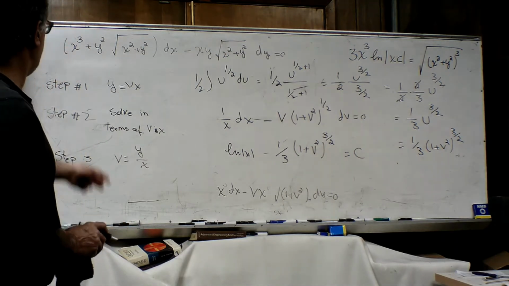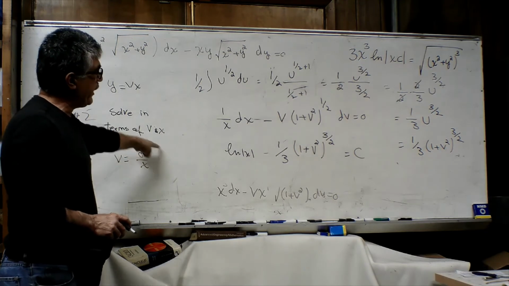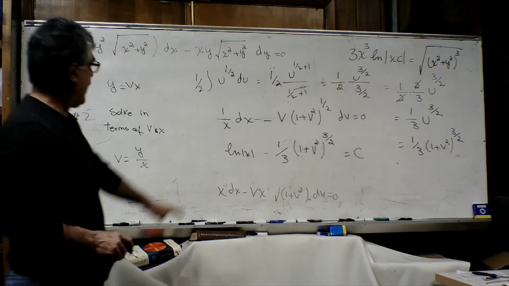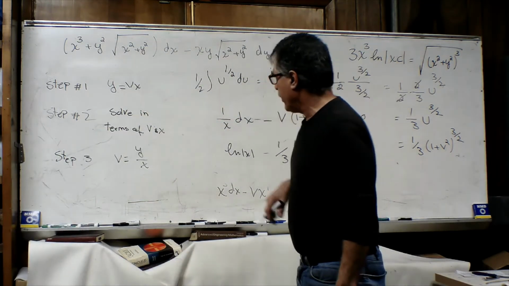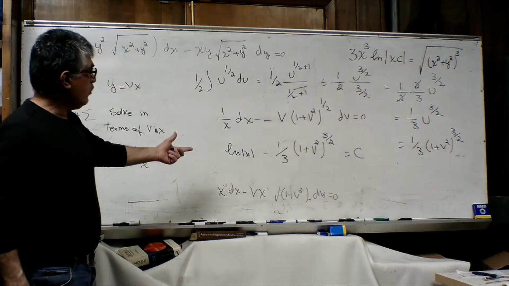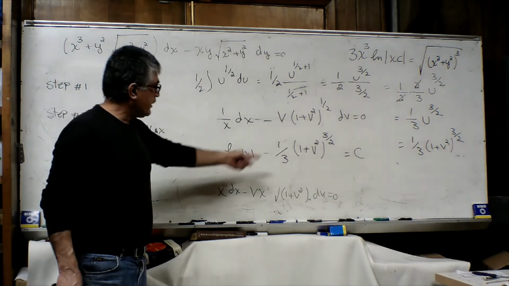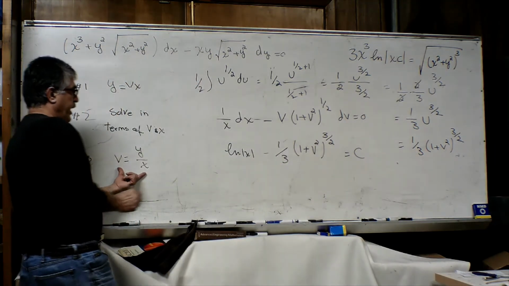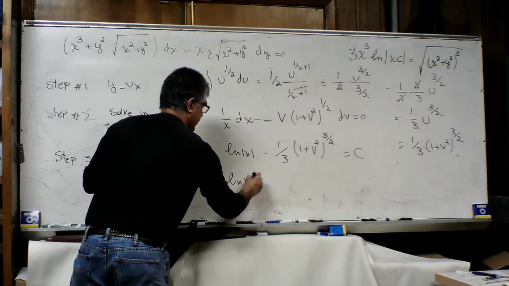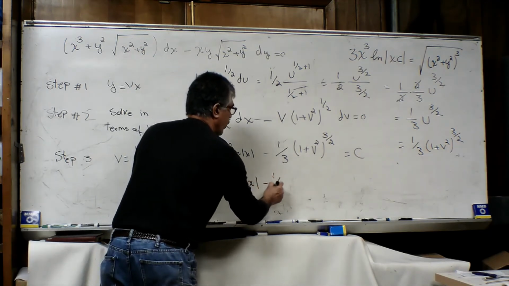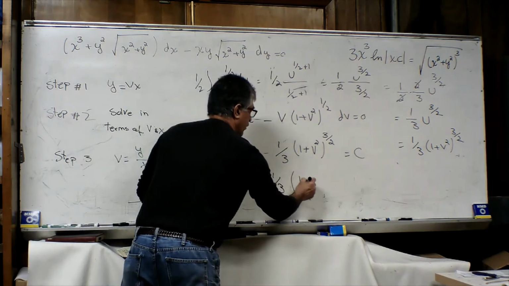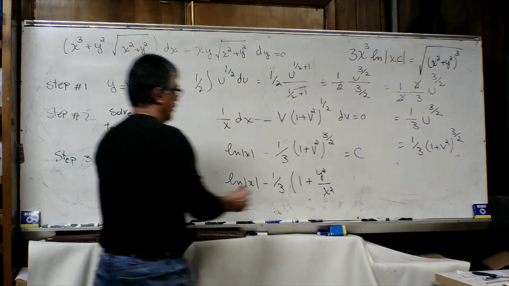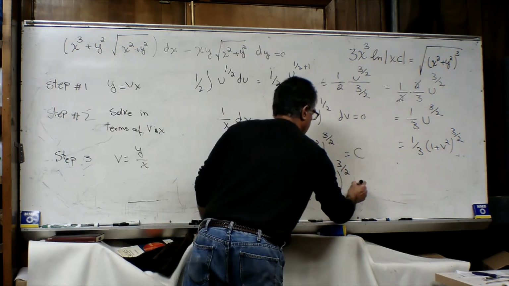Okay, now we have solved this equation in terms of v and x. Now, let's go ahead and use the third step, v is equal to y over x, and transfer these into terms of y and x rather than x and v. So v will be equal to y over x. So this will be natural log of x minus 1/3 multiplied by (1 plus v squared, which is y squared over x squared) to the power 3/2 is equal to c.